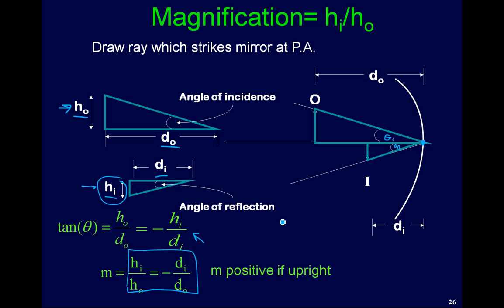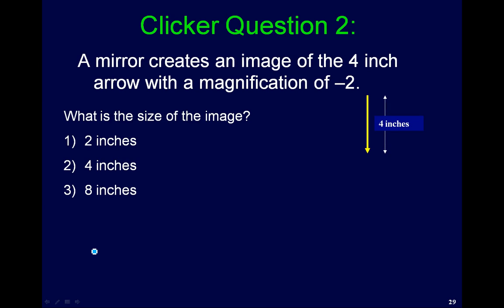And the way this works is M will be positive if the image is upright. It'll be negative if it's inverted. So some of those pieces of information that we got from drawing that picture we can get from this equation. All right, so let's pause and ask ourselves some questions dealing with this new concept.